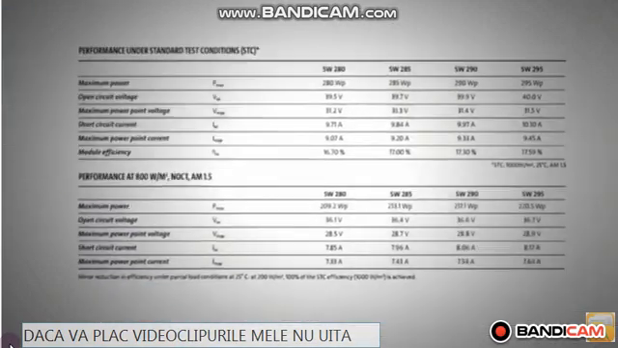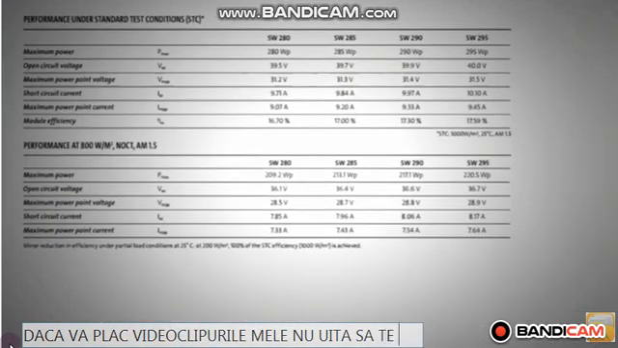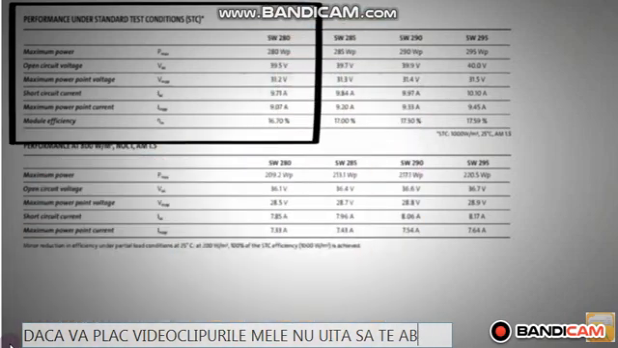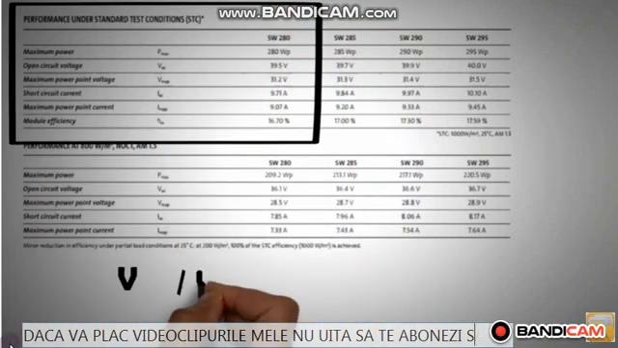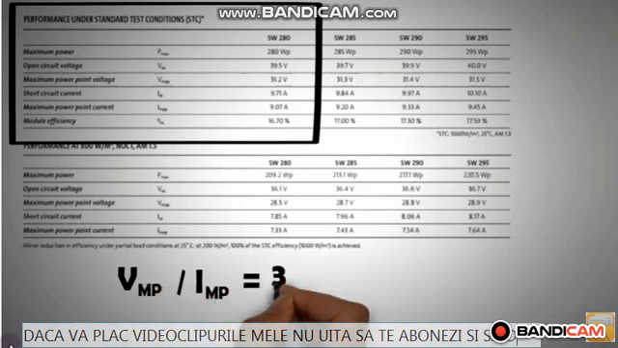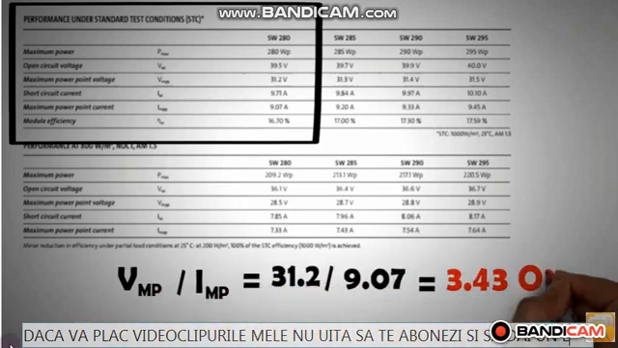So for example, we have a specification sheet below. In this case, we have the maximum power voltage and we also have the maximum power current given in the specification sheet. We divide them and we get the value of 3.43 ohms. Now this is the characteristic resistance.